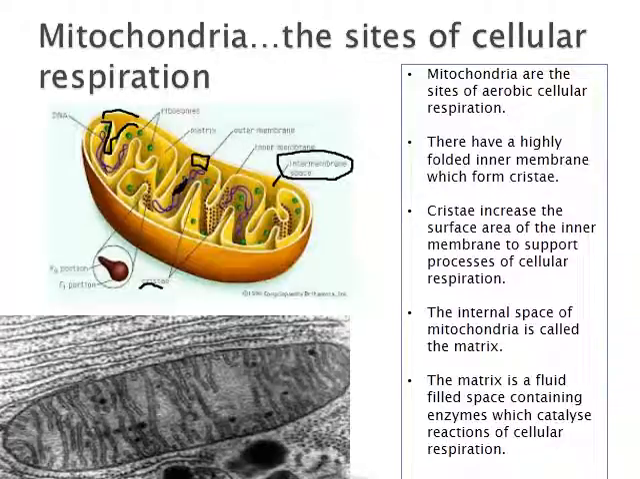It has DNA, so it can make messenger RNA. It has ribosomes, so it can translate messenger RNA into proteins, and the genes and proteins that are in the mitochondria are pretty much exclusively dedicated to making the enzymes needed for cellular respiration to take place.